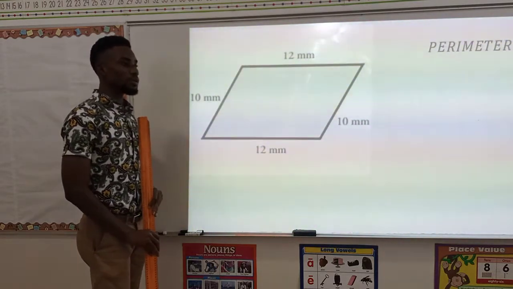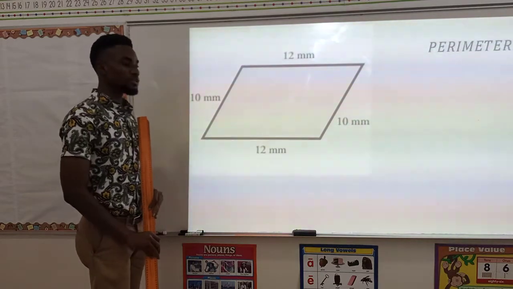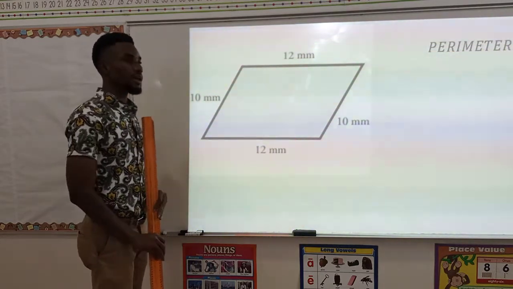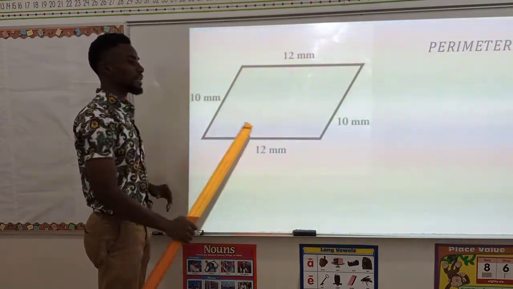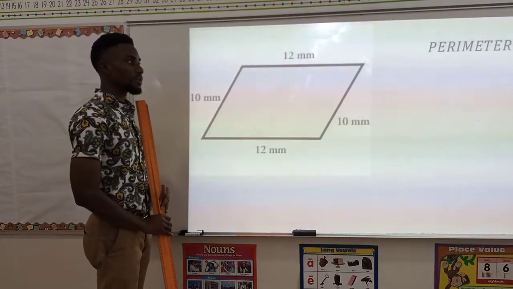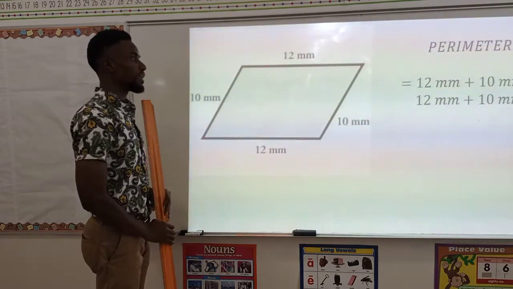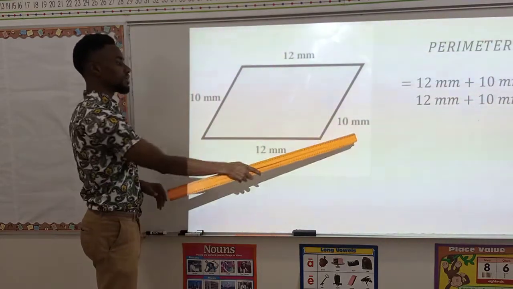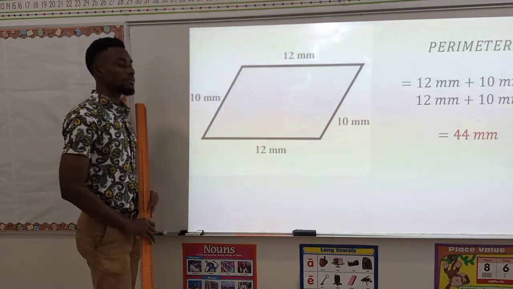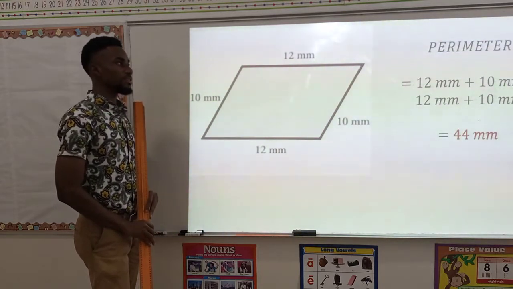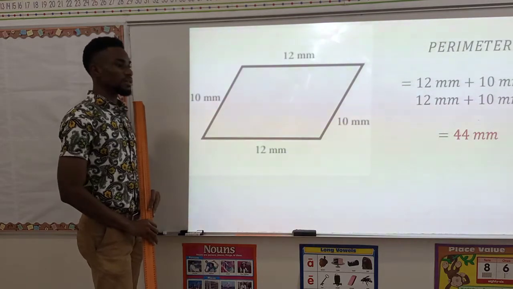Let's move on to the next. Here we have a quadrilateral, and this quadrilateral is not a regular polygon. It is irregular because all the sides are not equal. So how do we find the perimeter? Yes, by adding 12 millimeters, 10 millimeters, 12 millimeters, and 10 millimeters to give us 44 millimeters, and that's the perimeter of this particular polygon.